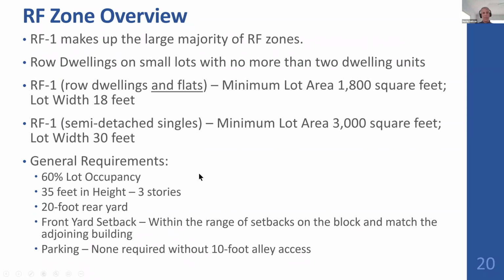RF zone, my favorite zone. Row dwellings, no more than 2 dwelling units. So you can have 2 principal dwelling units in the RF zone. You can't have an accessory dwelling unit. Accessory dwelling units only take place in the R1, 2, and 3 zones, and all the other overlay R zones, but not in the RF zone. That's because you can do 2 principal dwelling units. If you could do an accessory, you'd effectively end up with 3 units. And so that's not permitted in the RF zone. So there's a minimum lot area of 1,800 square feet and a lot width of 18 feet.